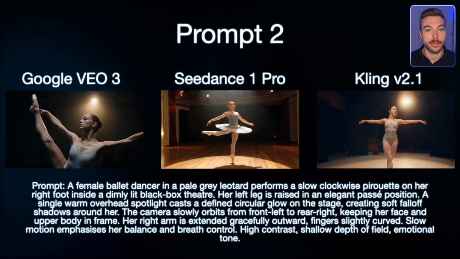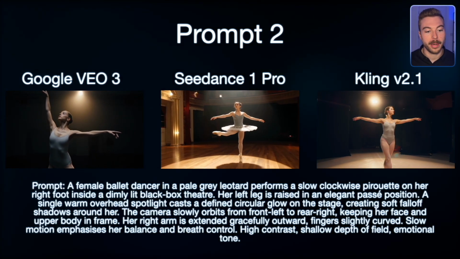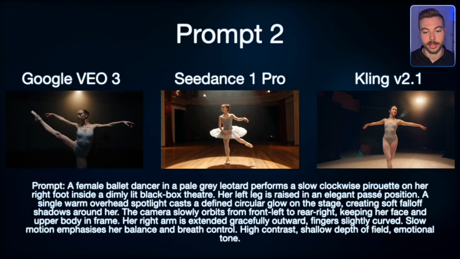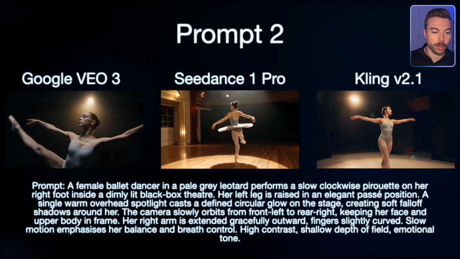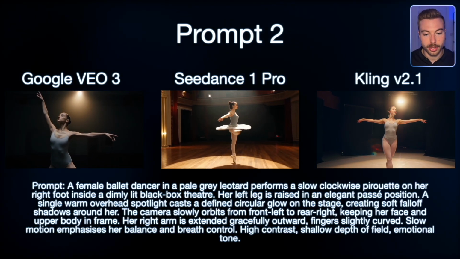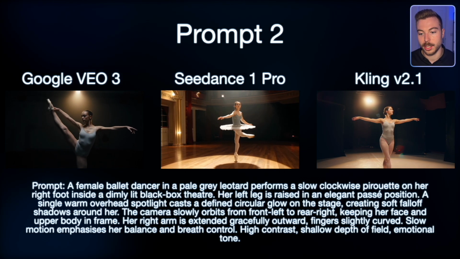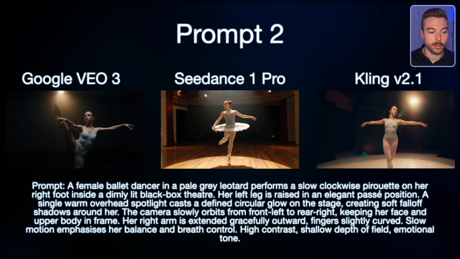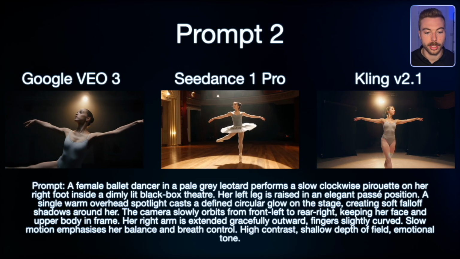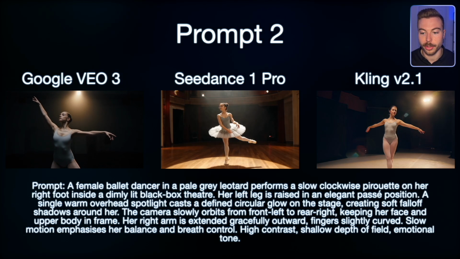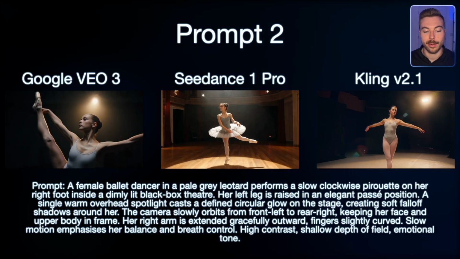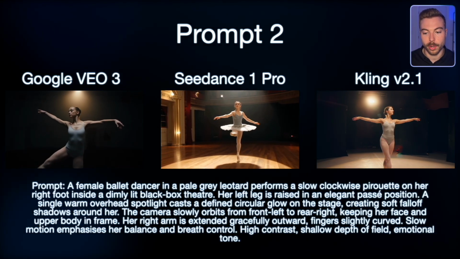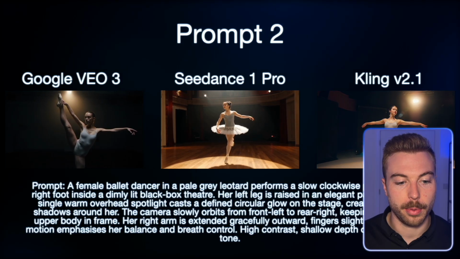If we come to prompt number 2, we've got a female ballet dancer in a grey pale leotard performing a slow clockwise pirouette on her right foot, in a dimly lit black box theatre. Left leg is raised in an elegant position, a slight warm overhead spotlight casts a defined circular glow on the stage, creating soft fall-off shadows around her. The camera slowly orbits front left to right rear, facing the upper body frame.